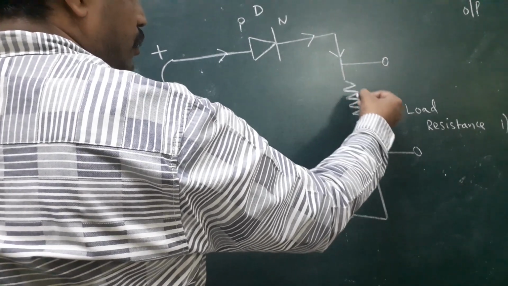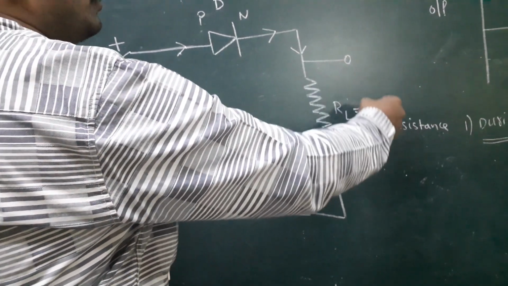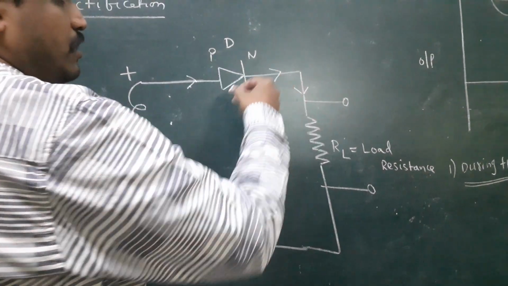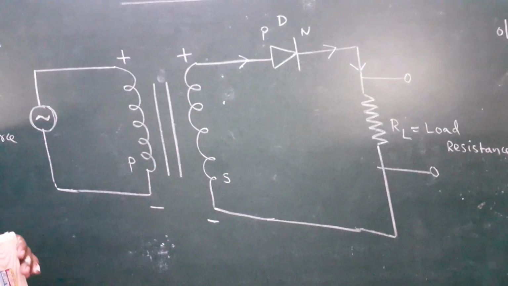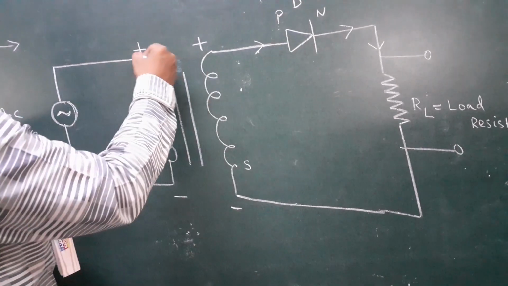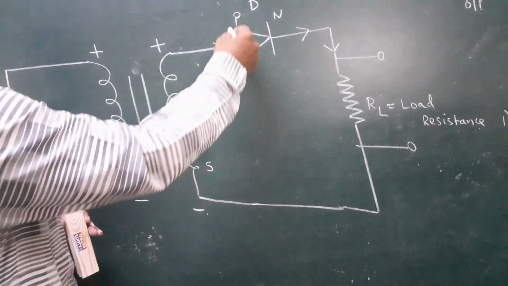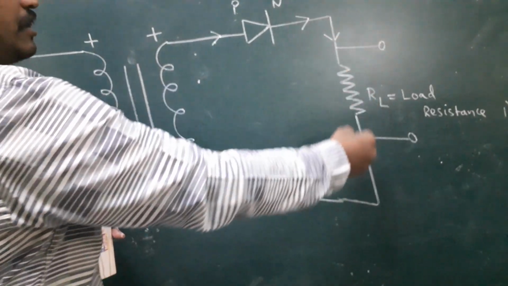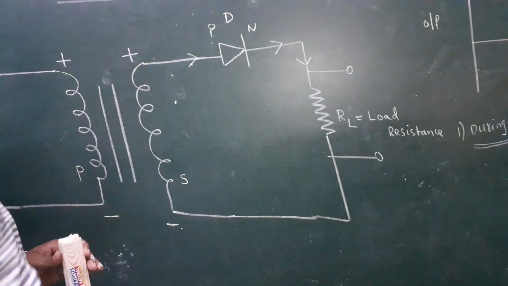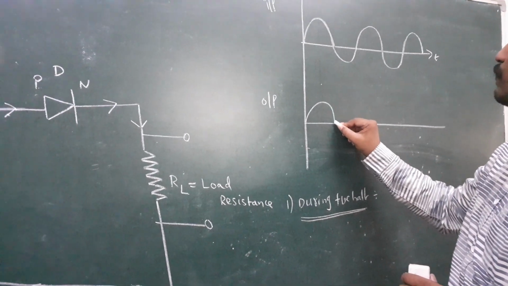So here, current I into R, according to Ohm's law, gives the voltage. That means the output voltage is measured. During the positive half cycle, here plus, here minus, by mutual induction plus transfers here and minus transfers here. P is connected to positive, N is connected to negative. This bias is said to be a forward bias. The diode allows the current, so this positive half cycle is allowed. Look here.